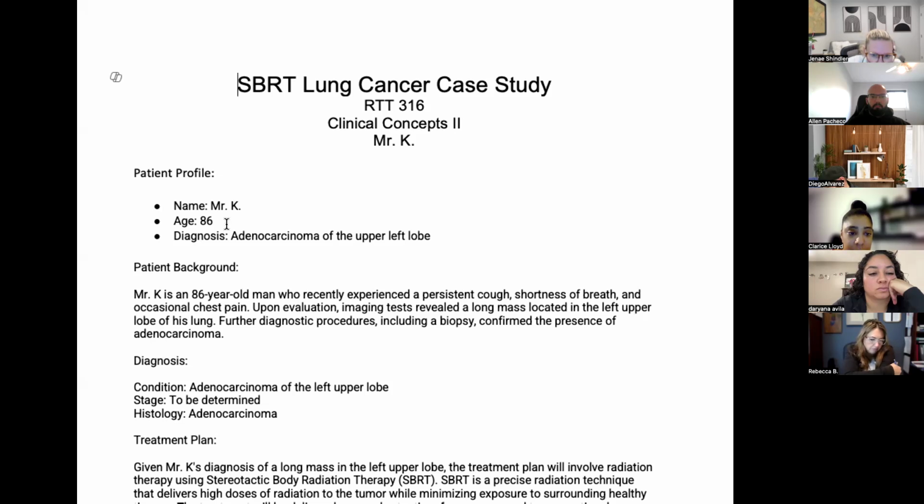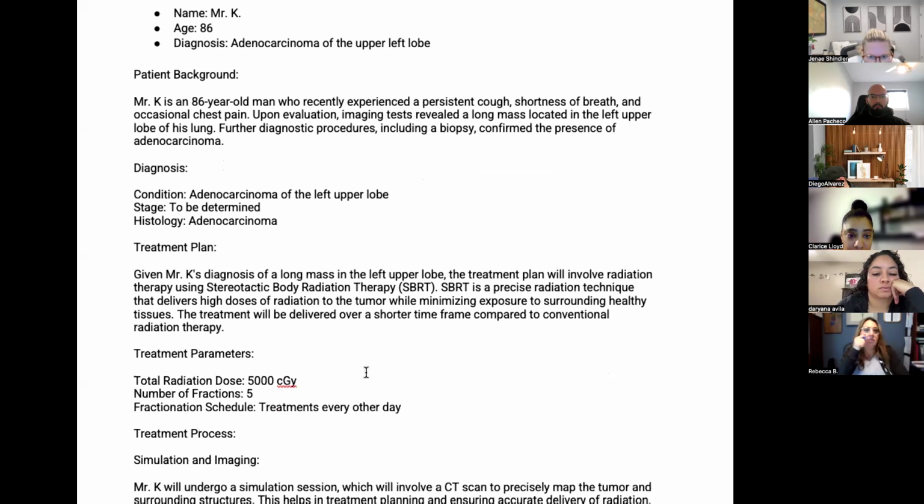Okay, Dariana, diagnosis? Condition, adenocarcinoma of the left upper lobe. Stage to be determined, histology, adenocarcinoma. Okay. Rebecca, treatment plan?